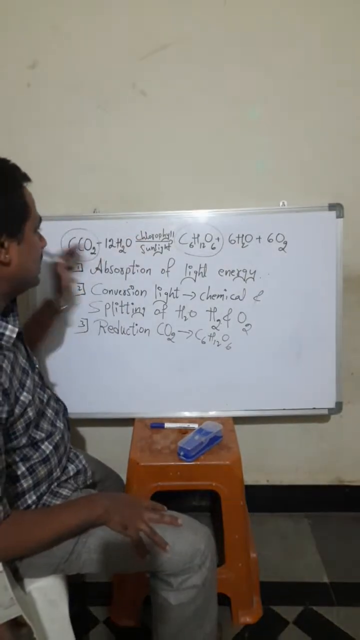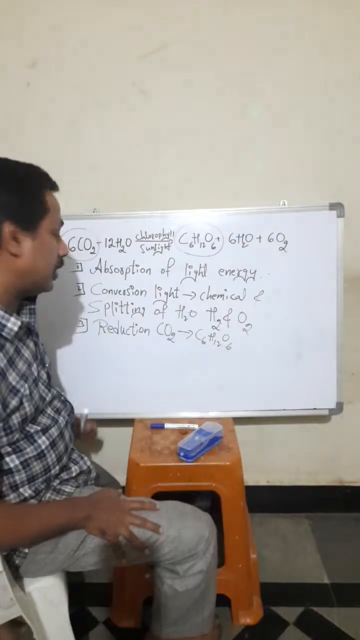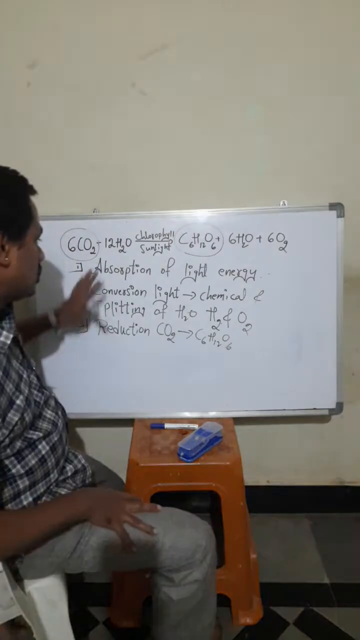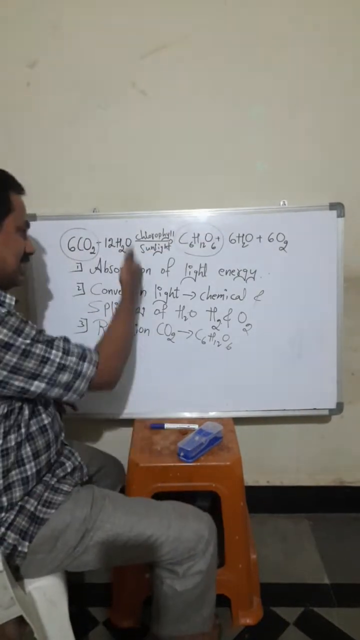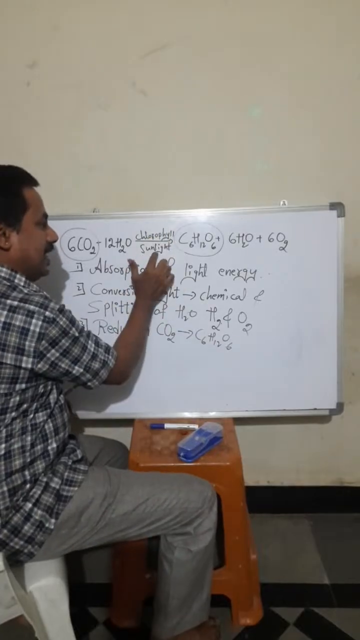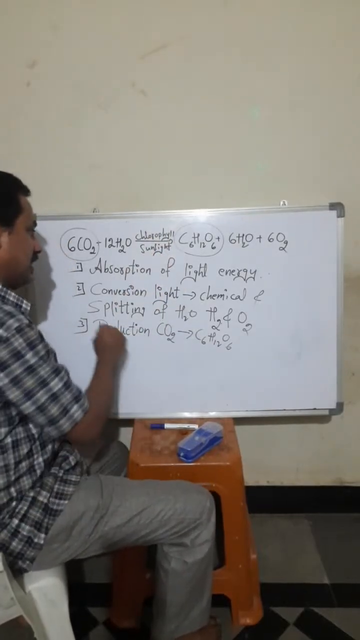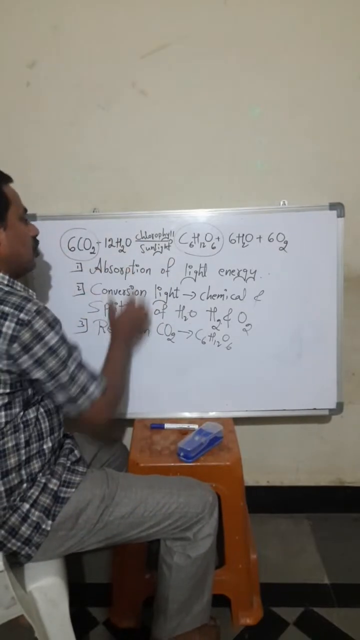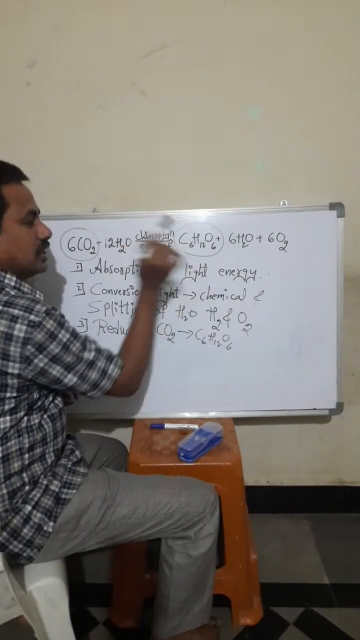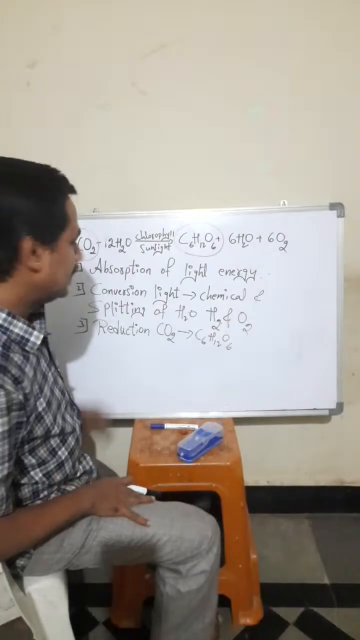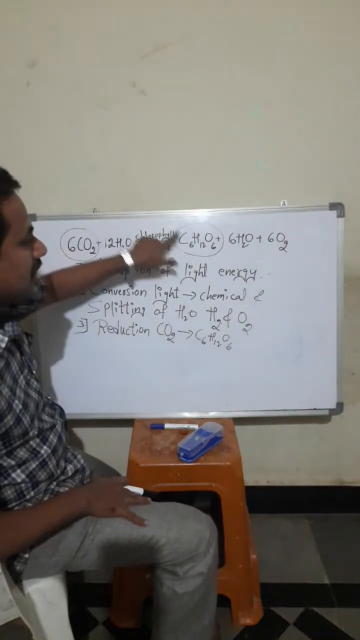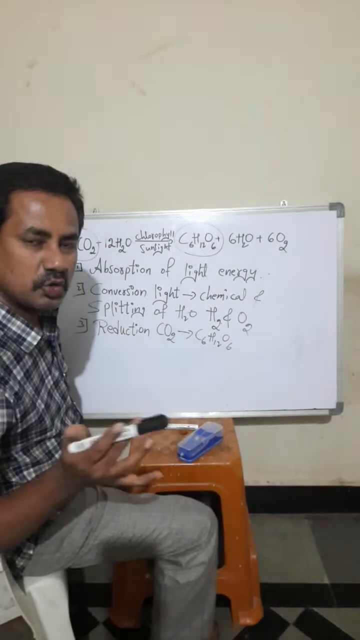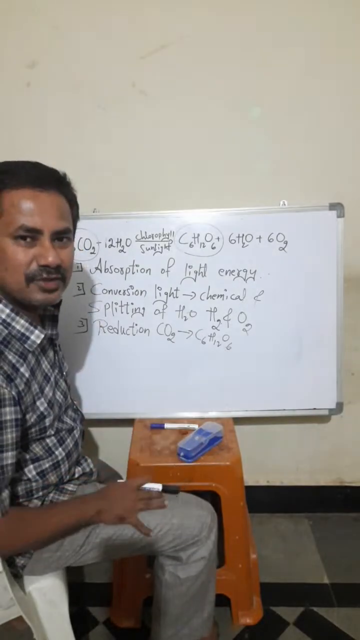Very simple, very easy. The balanced chemical equation is also very, very important, and the three main events occurring during photosynthesis are also very important. In this equation only we can understand these three events. First event: absorption of light energy by chlorophyll. Second, conversion of light energy into chemical energy and splitting of water molecules into hydrogen and oxygen. And the last event, reduction of carbon dioxide into carbohydrates. A very simple, very easy topic. So easily you can understand this one.